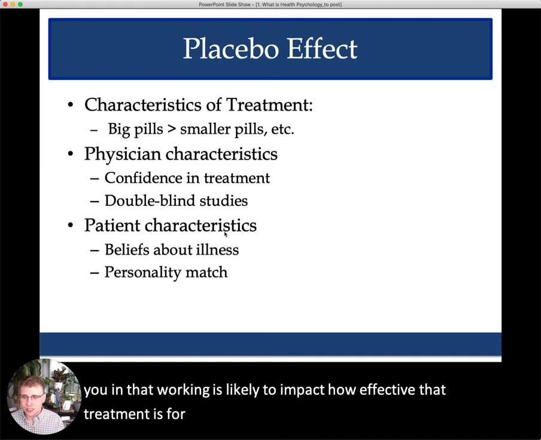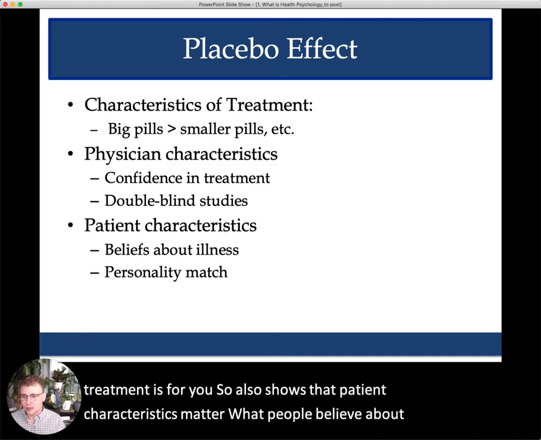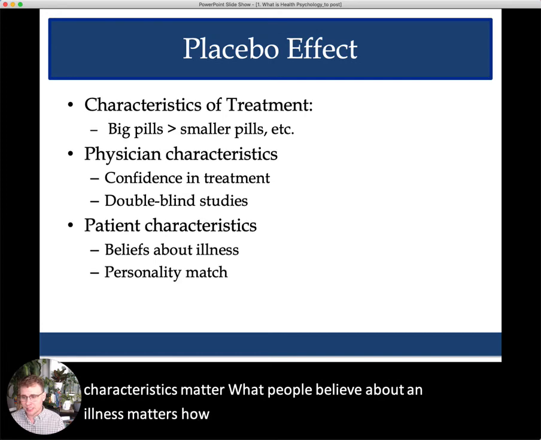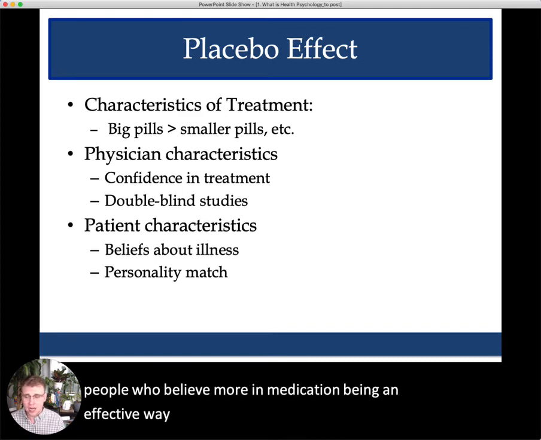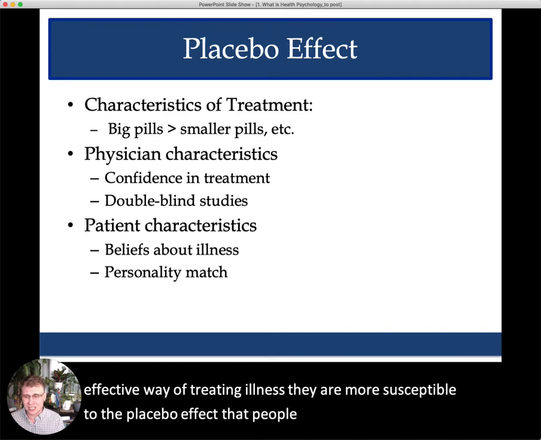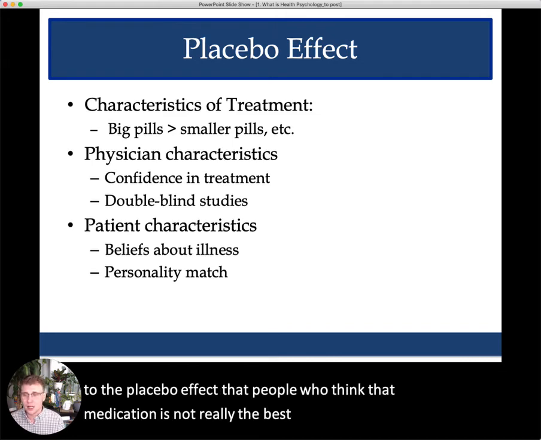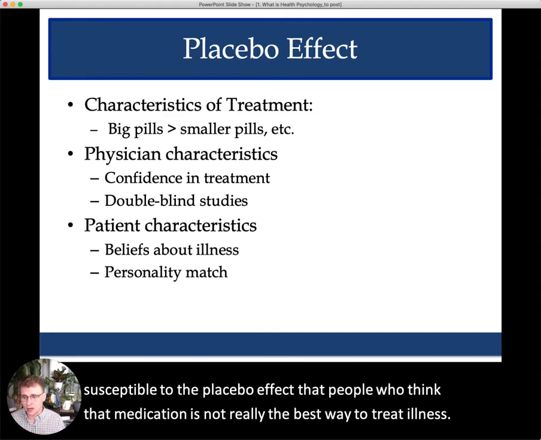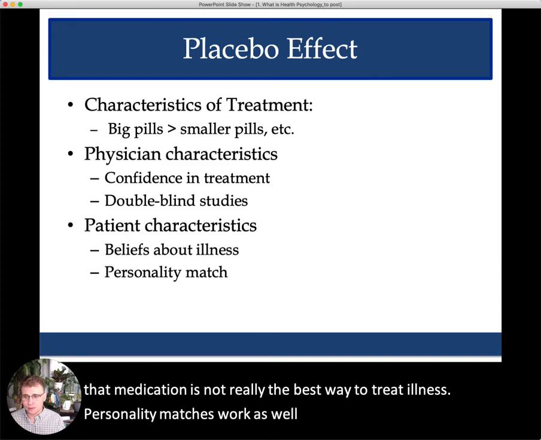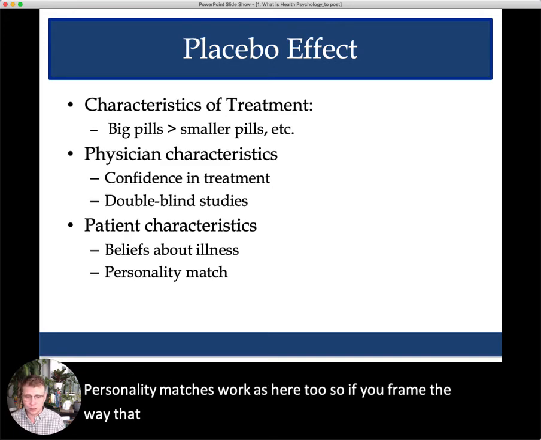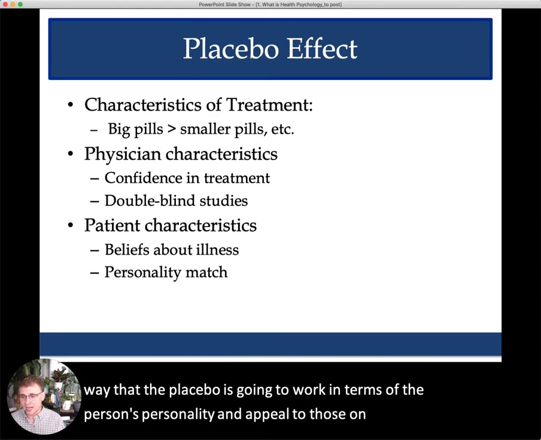This also shows that patient characteristics matter. What people believe about an illness matters for how effective that placebo is, and so people who believe more in medication being an effective way of treating illness are more susceptible to the placebo effect than people who think that medication is not really the best way to treat illness. Personality matters here too. So if you frame the way that the placebo is going to work in terms of the person's personality and appeal to those, that tends to match as well.